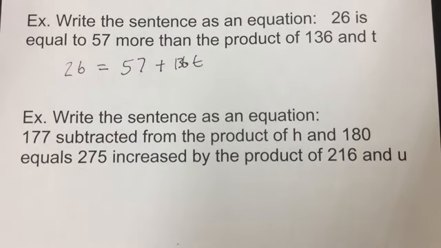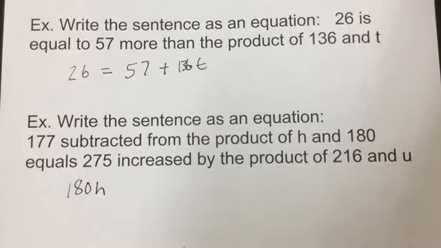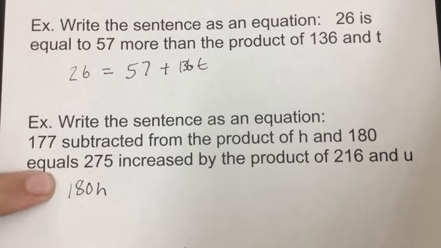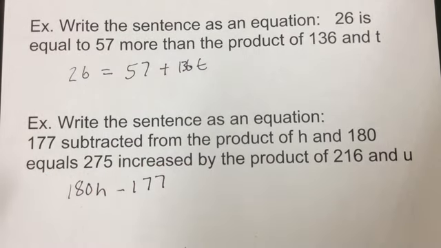Our last ones here. 177 subtracted from the product of H and 180. Product meaning times, so 180H. Now, 177 is listed first, but it says it's subtracted from the product. So the product has to come first, and then we take away the 177. Because it's subtracted from, it goes second. If it would have been 177 subtract the product of H and 180, then we would have had 177 minus 180H. But because it's subtracted from, we're taking that away from the product, so the product has to come first.